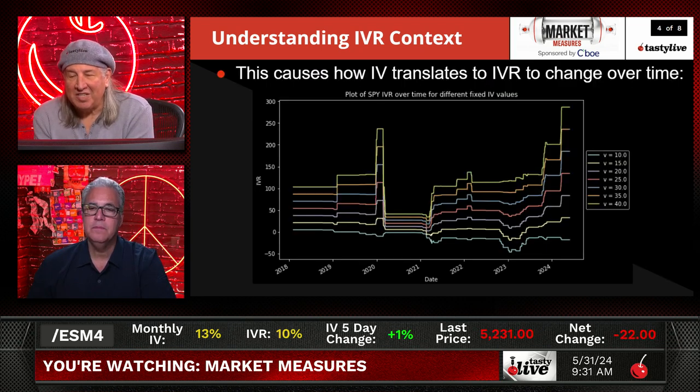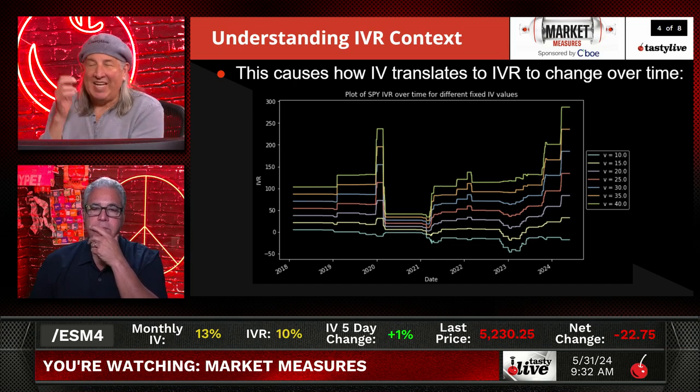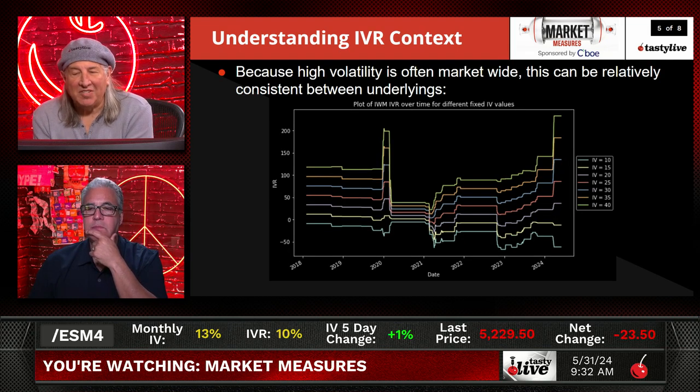But if you go to the next chart, you can see that the IV rank in the last 2 years has jumped up to even close to 100 in some cases because of how low the implied volatility has been for the last year. And this gives you a lot more of a visual of how implied volatility rank works. It's not always high when implied volatility is high. It can be super high when implied volatility is low because it gets there much faster. Because high volatility is often market wide, which it is, this can be relatively consistent between underlyings.